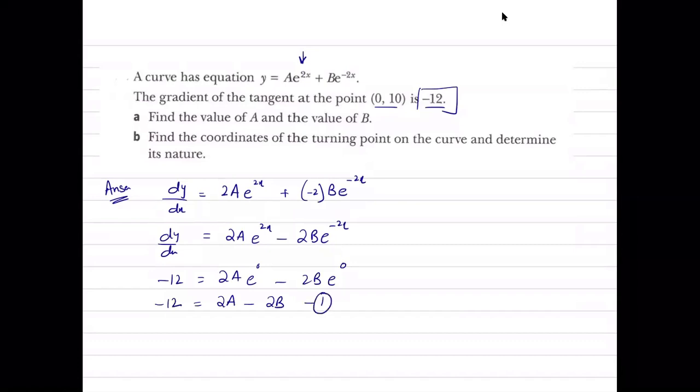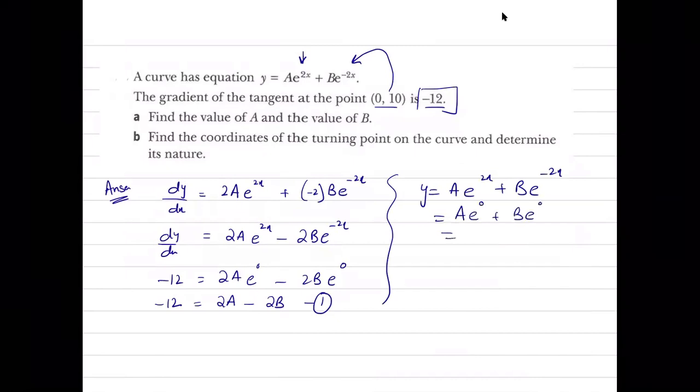To come up with the second equation, we can just plug the coordinates back into the original equation. So the original equation was y equals a e to the power of 2x plus b e to the power of minus 2x. When x is 0, we get a plus b, and the answer is equal to 10. These are the two equations.